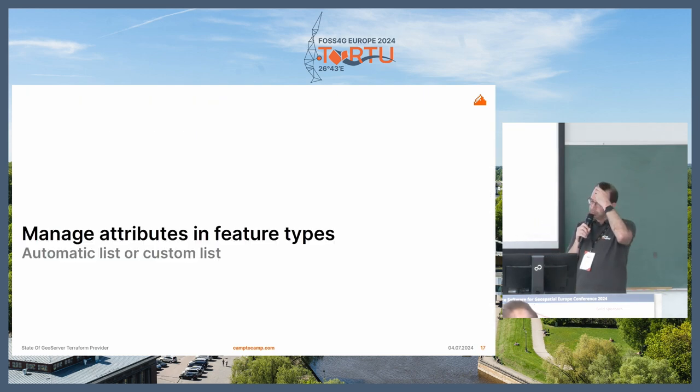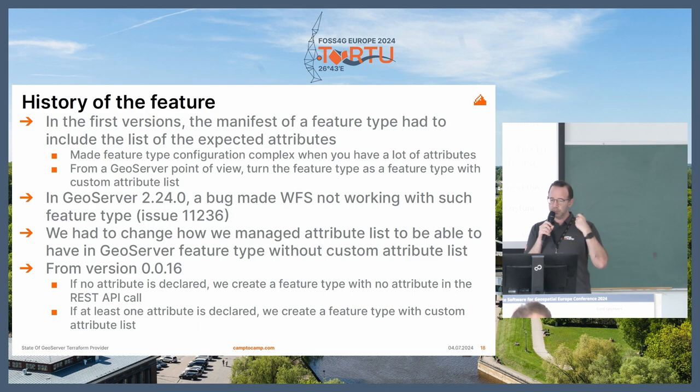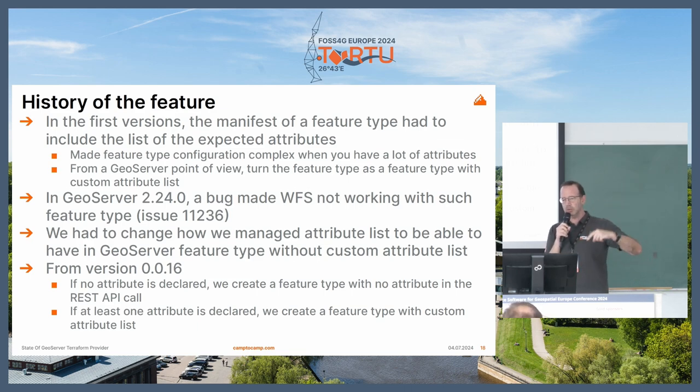We also met some challenges this year managing attributes in feature types with automatic or custom lists. Let's see the feature. In the first version of the provider, we wanted to list all the expected attributes of the feature.